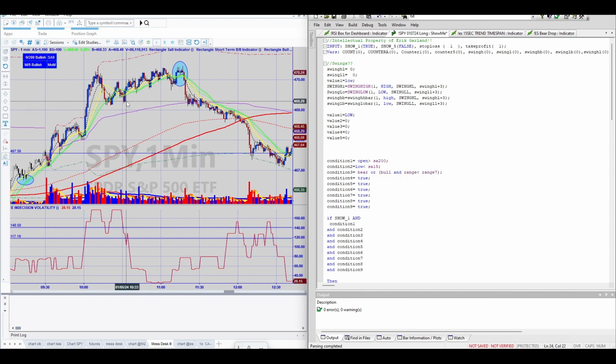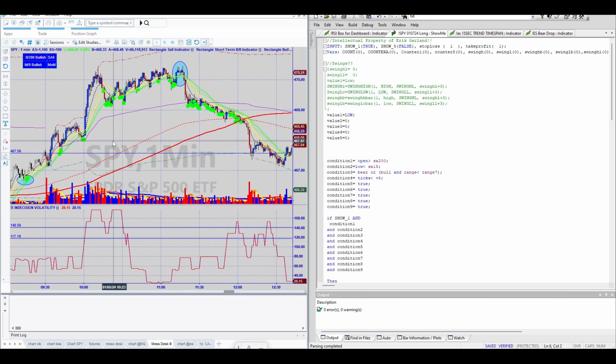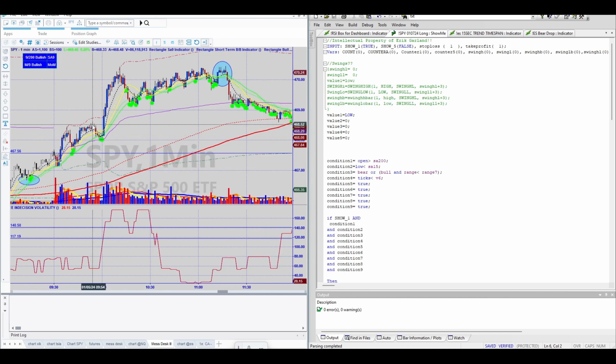So now we're just looking at the chart, trying to figure out what to use as far as the logic. Here I'm saying that we see that red line, so we're over the 200 period moving average. We say that the low is under the yellow line, so it's under the 15 period moving average. And then we also want to say that the volume is less than the volume of the 6 period moving average, and that we have a bearish candle, or if we have a bullish candle, that candle has to be small, so it has to have a range smaller than the 7 period range of the candles.